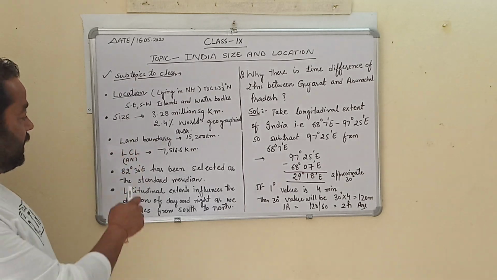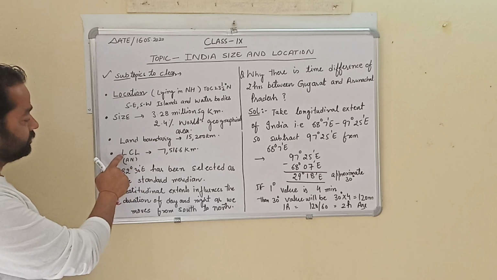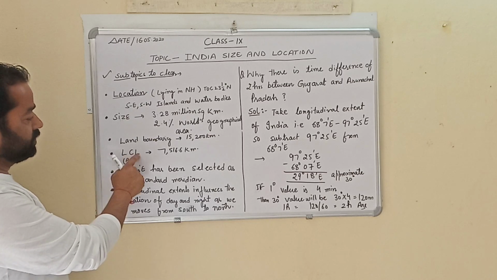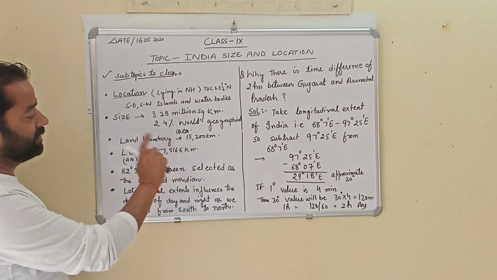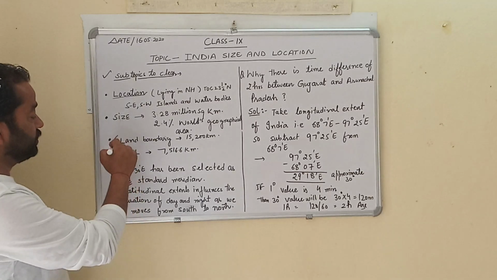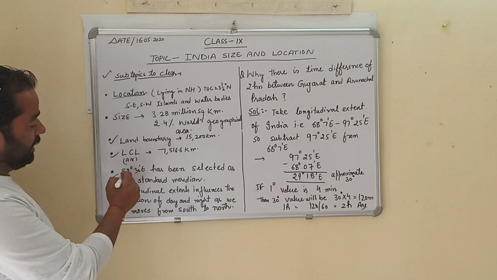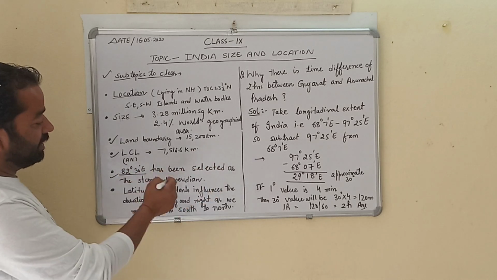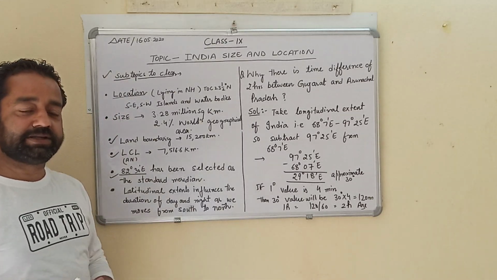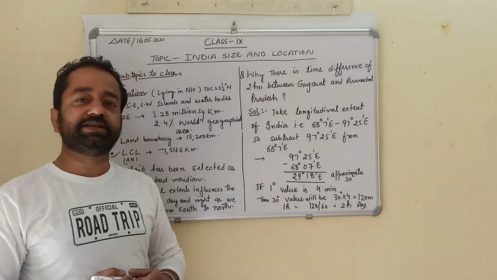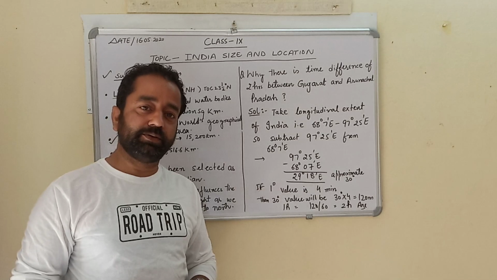Length of coast, here I have written LCL, the short form. The length of the coastline of India is 7,516.6 kilometer. These are the most important questions. You may underline. 82 and a half degree has been selected as the central meridian of India. Why has it been selected as the central meridian of India? Because it passes through the center of the country, through Mirzapur, UP.